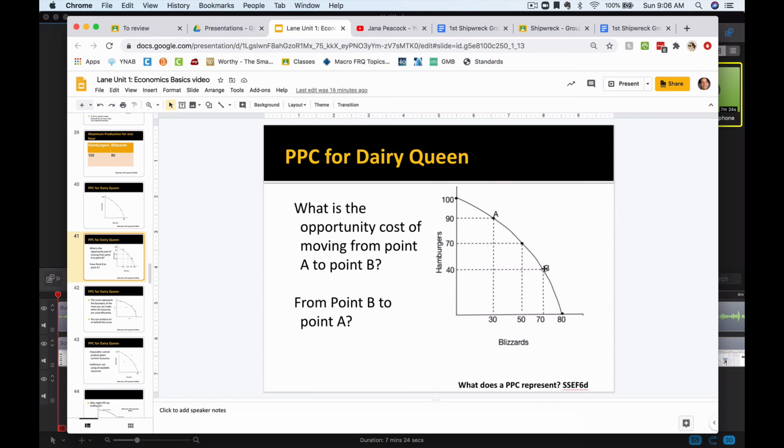Then if I decided to move a worker from point B to point A, I'm going to take the 40 hamburgers that I was making and the 70 blizzards I was making. Now I'm making 90 hamburgers, but my opportunity cost was that I gave up 40 blizzards, the distance between 70 and 30. We are going to go over this. We're going to practice some problems with this. So don't panic. We're going to work together on this if you're having trouble grabbing it. And if you're not having trouble grabbing it, no problem.